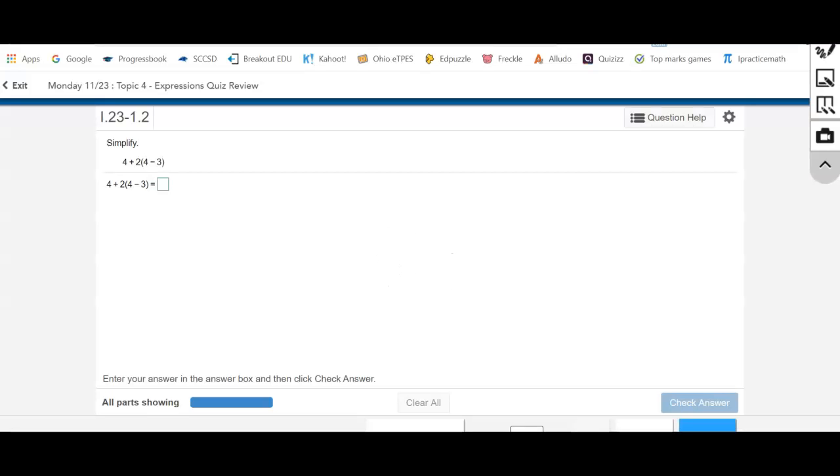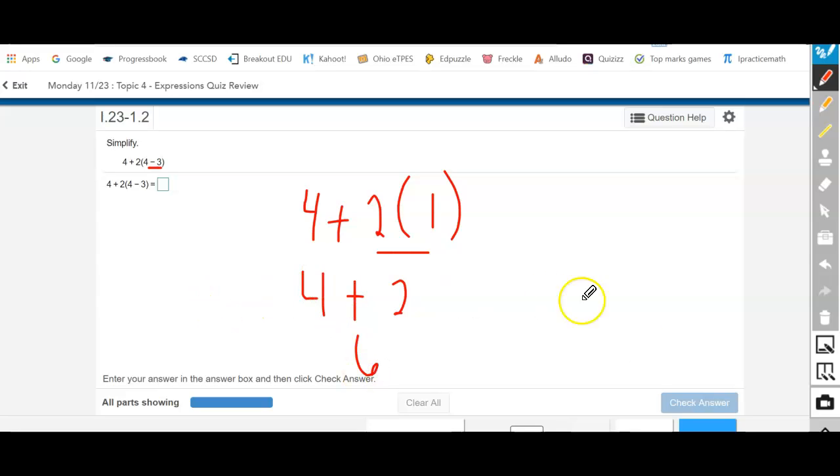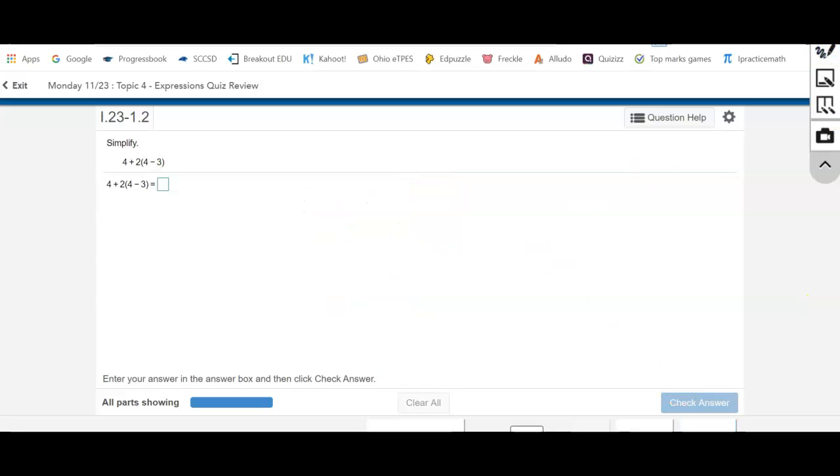Next one, more order of operations. 4 minus 3 first. That gives me 1. So I'm rewriting it with that in the parentheses. 2 times 1 is 2. 4 plus 2 is 6. You just got to remember, multiply, divide first, then add and subtract.